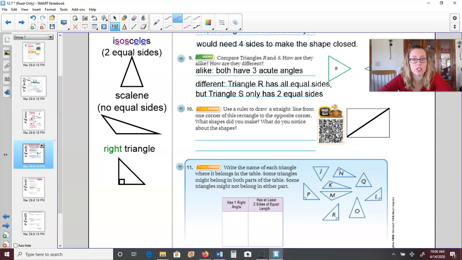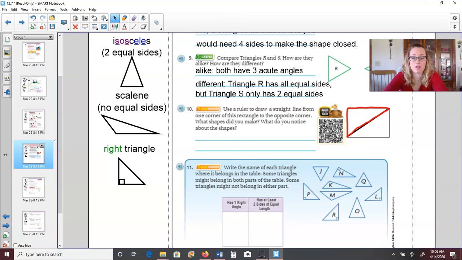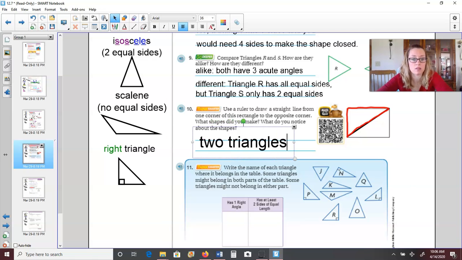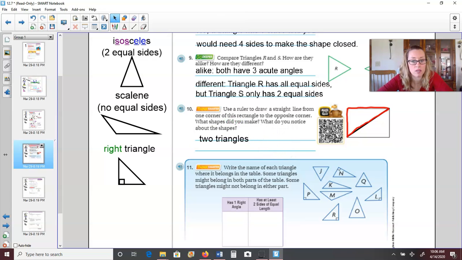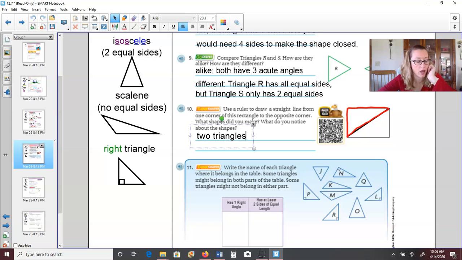So what shapes do you see now that we have split this rectangle diagonally? So I'm going to trace over one shape with my red pen. So what did we make? Okay, we made 2 triangles. Okay, what do we notice about those triangles? Because it says, what do you notice about the shapes? So we made 2 triangles.